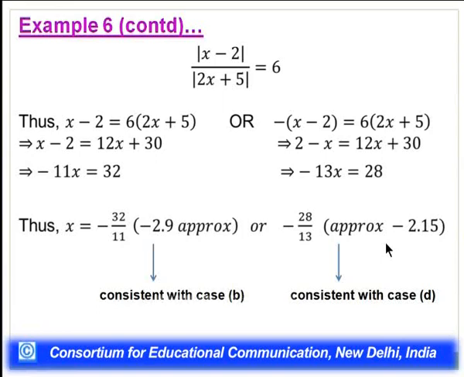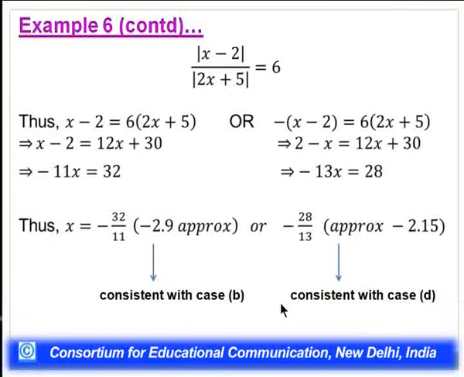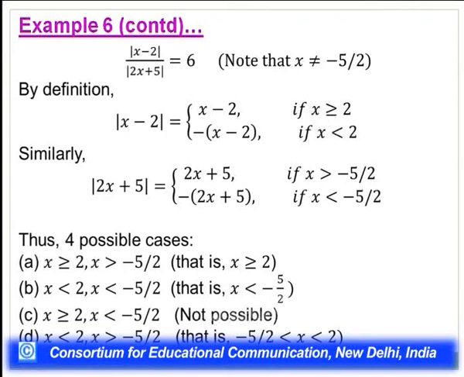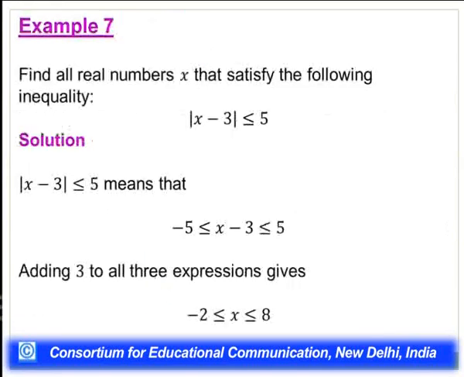So if you compare with the cases that we had built up here, the first one is consistent with case B, which is minus 2.9. So x less than minus 2.5 would cover minus 2.9, and our second solution is minus 2.15, which is consistent with case D, because x has to lie between minus 2.5 and 2 here, and minus 2.15 lies well within that inequality. So our solution is x is equal to minus 32 by 11 or minus 28 by 13.